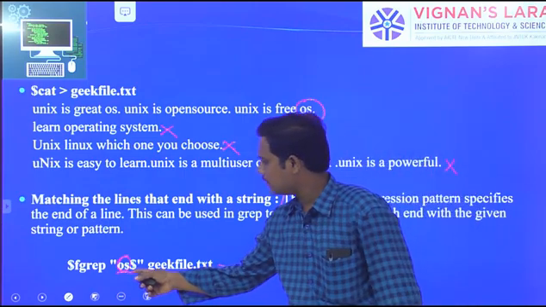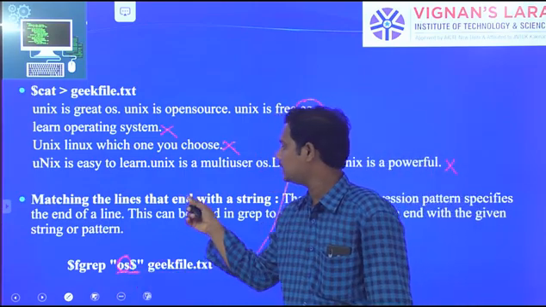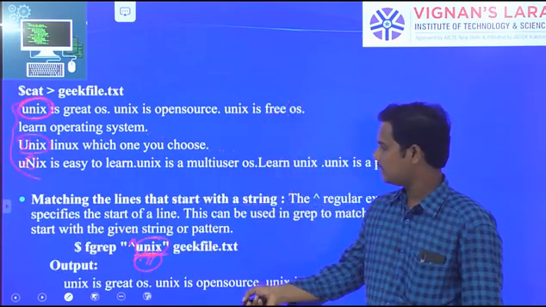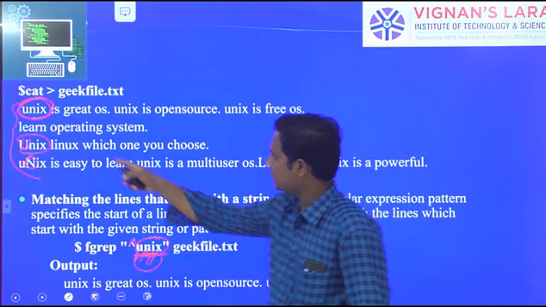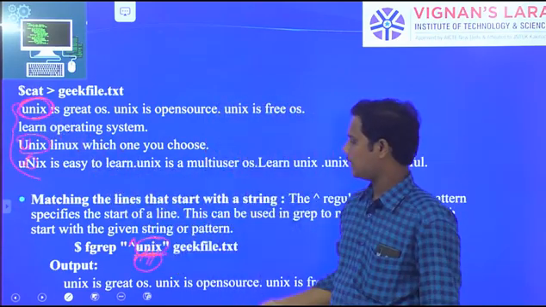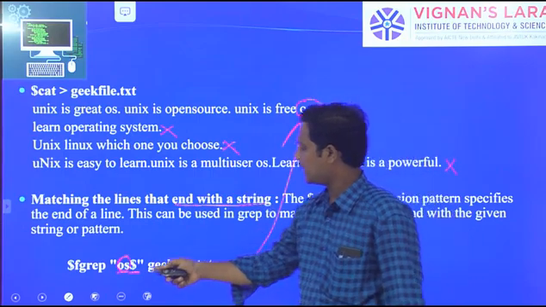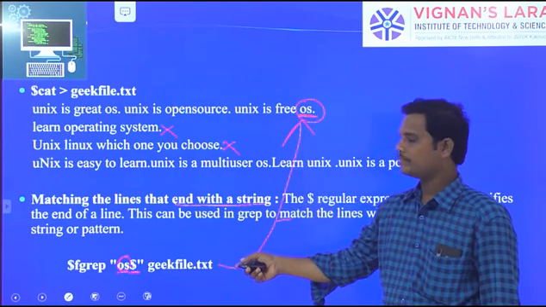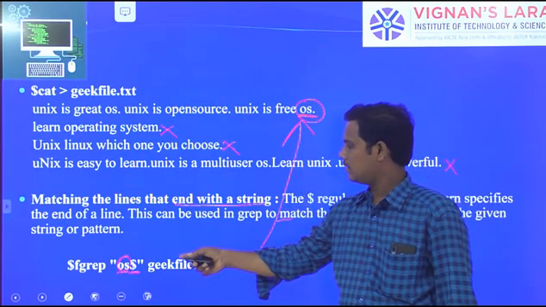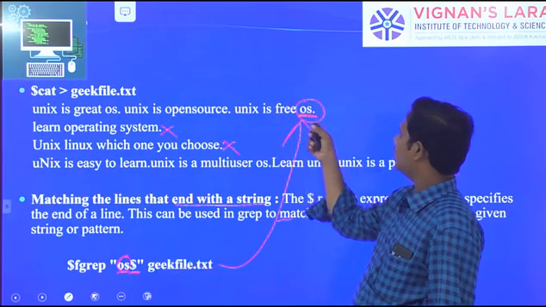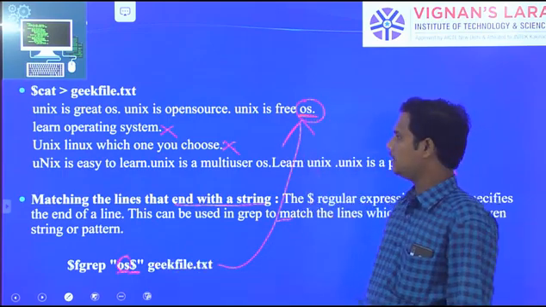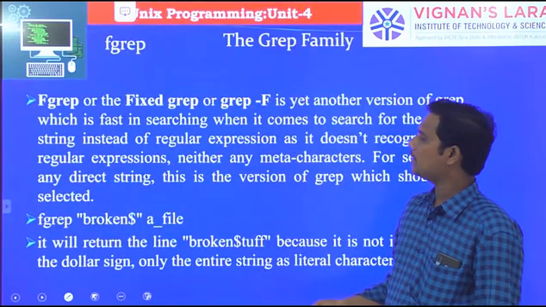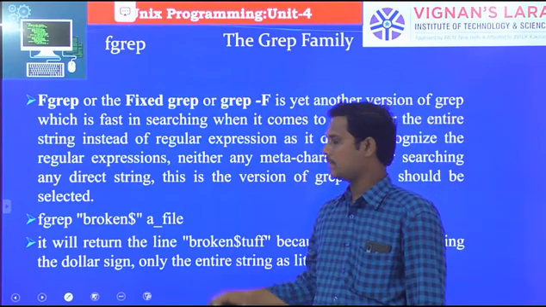If you use the dollar symbol, it means the ending of the line. Previously, with the start of the line, the line with Unix was displayed. Now, if you use the dollar symbol for the ending of the line, the line with OS at the end will be displayed on the screen. These are the things we discuss in the examples of fgrep.